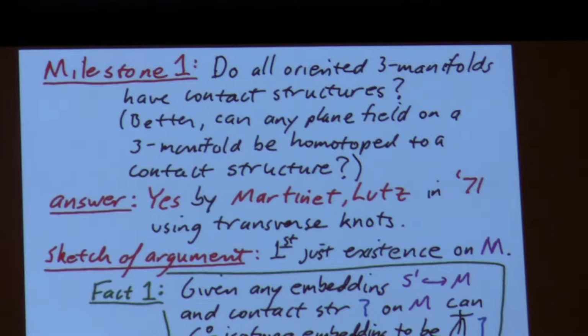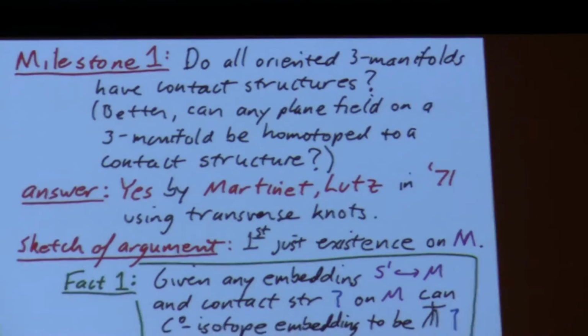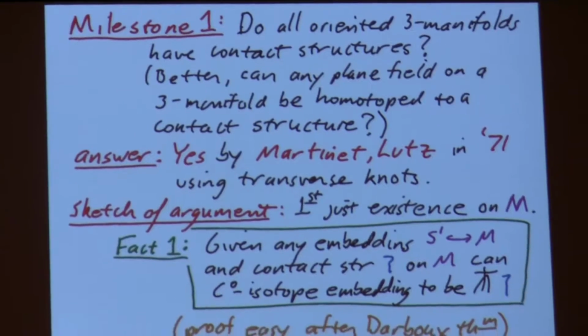And it was originally proven in 1971 by Martinet and Lutz. They were actually distinct papers. I haven't actually read the details of the arguments in the papers, but my understanding is that Martinet more or less proved the existence on 3-manifolds, where Lutz managed to prove you get all homotopy classes of plane field. I'm sure about the result for Lutz. Maybe Martinet did more than I thought. But anyway, what I'd like to do is indicate what's the role of transverse knot theory in this result. And this is the original way that they did it. So let me give you a sketch of the argument.